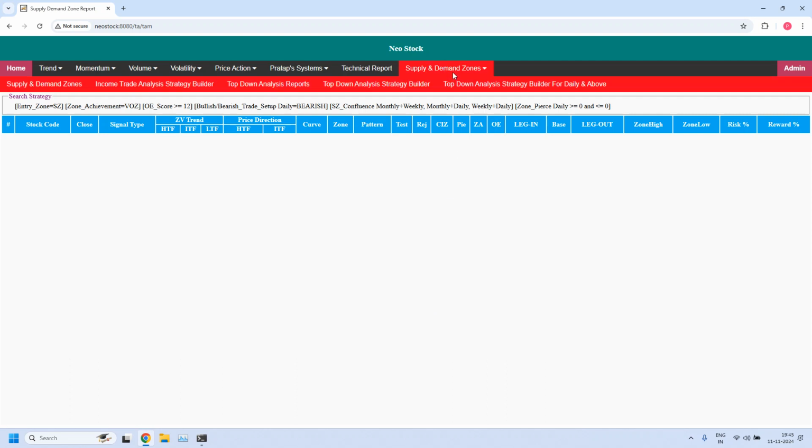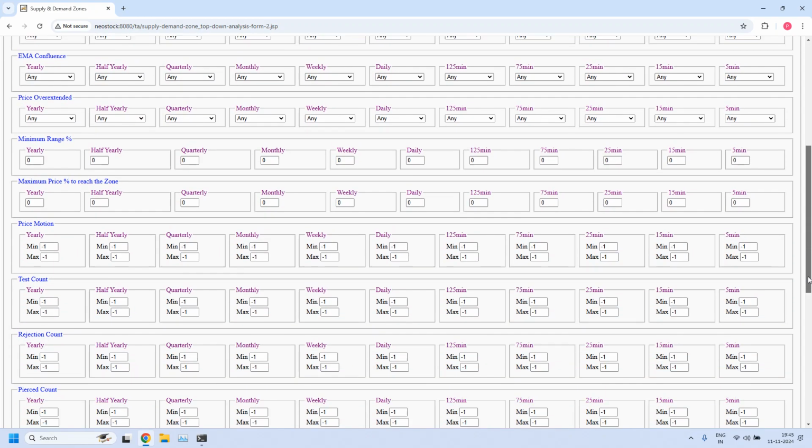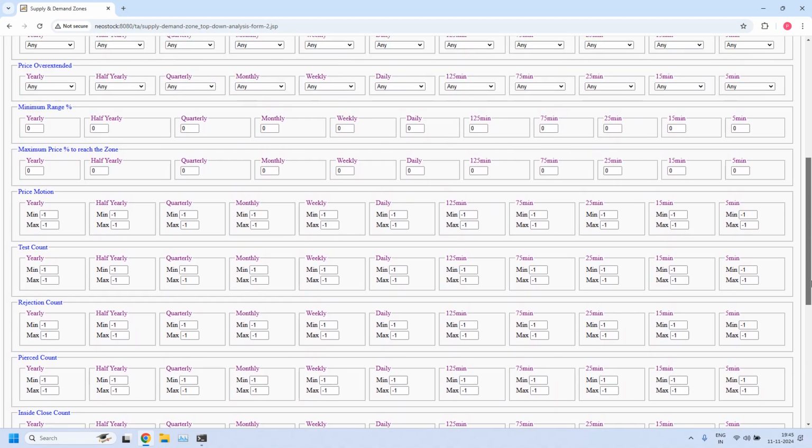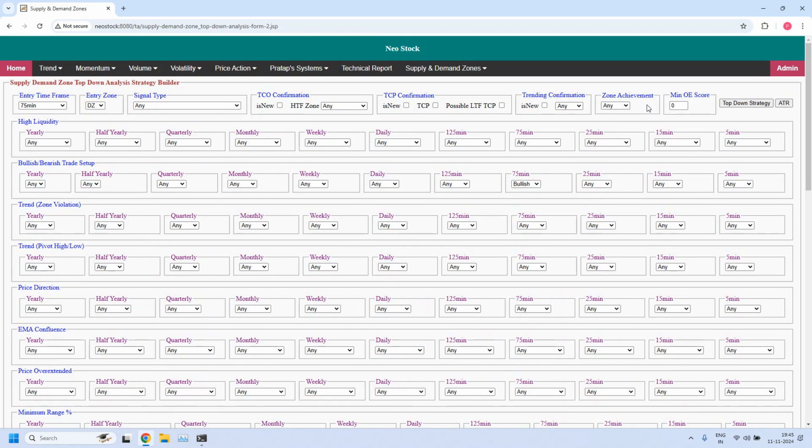Okay, next let us look for bullish trade setup for weekly income trade. That is, entry time frame is 75 minutes, entry zone, demand zone. In bullish or bearish trade setup, at 75 minutes time frame, I am selecting bullish. The 75 minutes demand zone should not be pierced. So in the pierced count, at 75 minutes time frame, I am setting minimum value 0, maximum value 0. That means zone is not pierced.